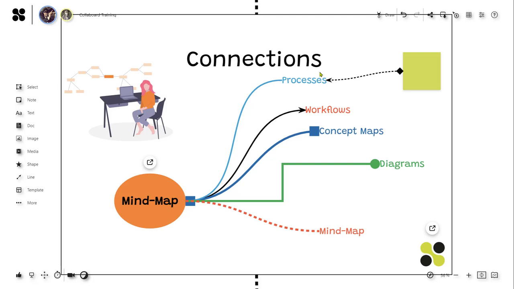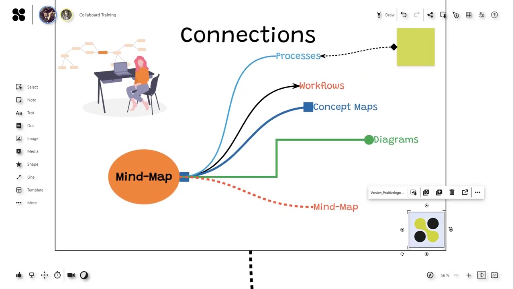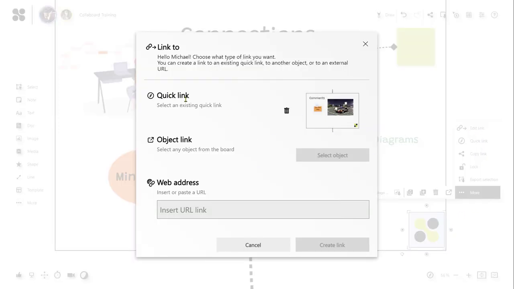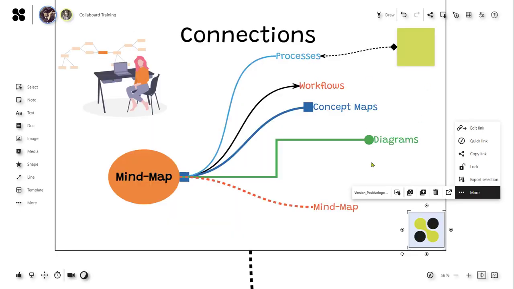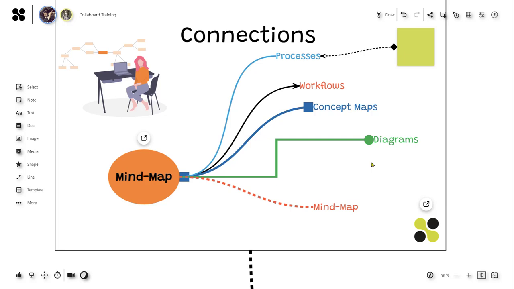Another option is to link objects with each other. In this case, you see there is an image, and this image has a link. This link is linking to a quick link on the board, but this link could also be to another object, or you can link to an external URL. This is a very powerful feature as well, because it allows you to steer and drive people from one position to the other on the whiteboard, or also link it to external content on external websites or files that's on your SharePoint and so on.